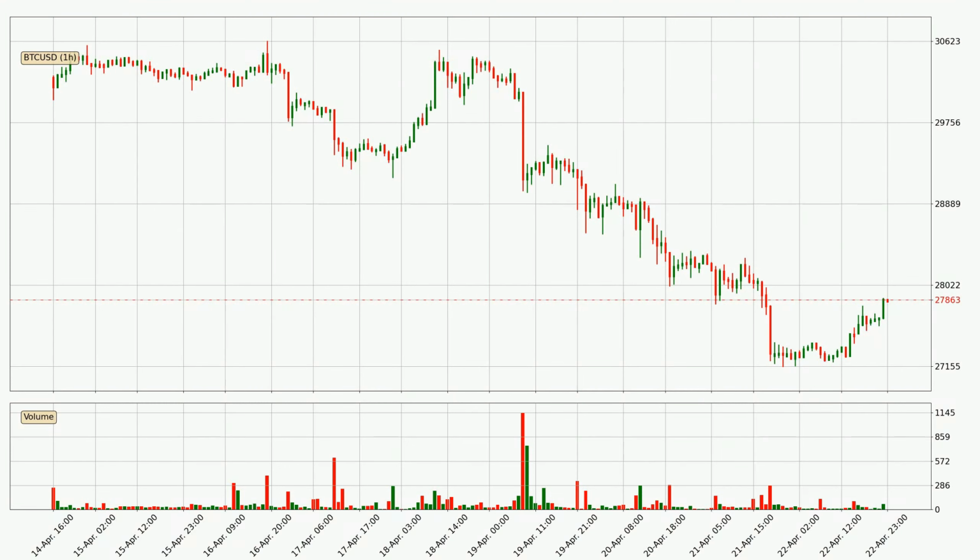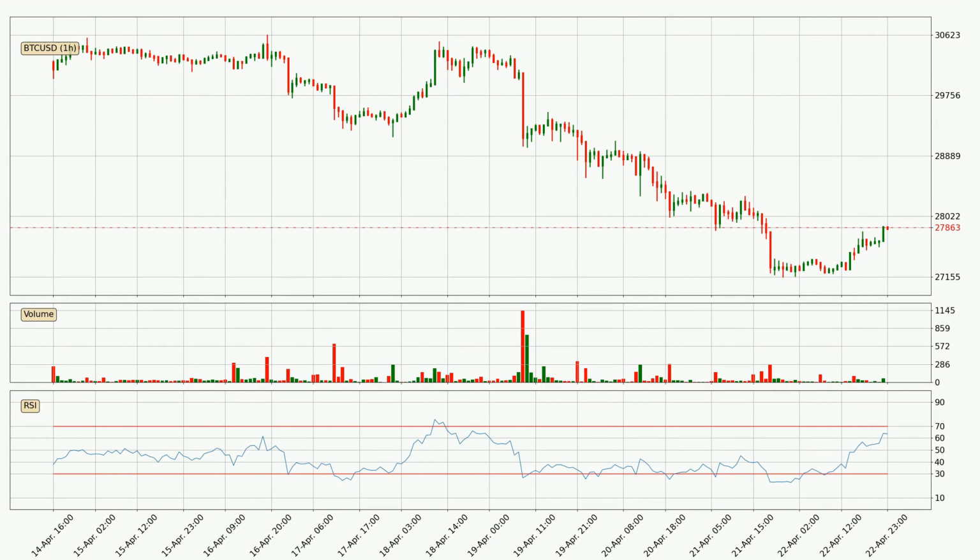By taking a look at the hourly time frame for Bitcoin, the price moved up around 2.1% in the last 24 hours, with a current price of 27,863. And the volume wasn't especially high, so this move wasn't very strong.